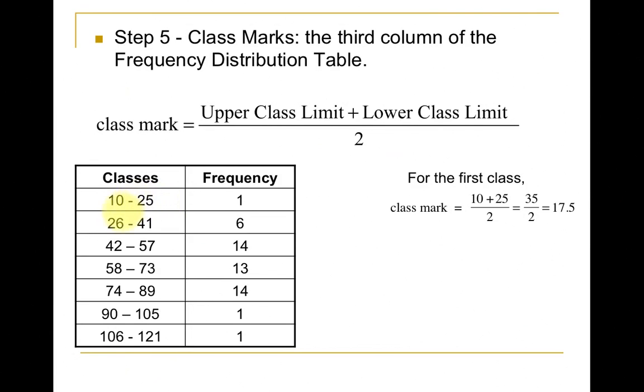And for the second class, we would do 26 plus 41 divided by 2. That's 67 divided by 2, or 33.5. And that would be the class mark for the second class.